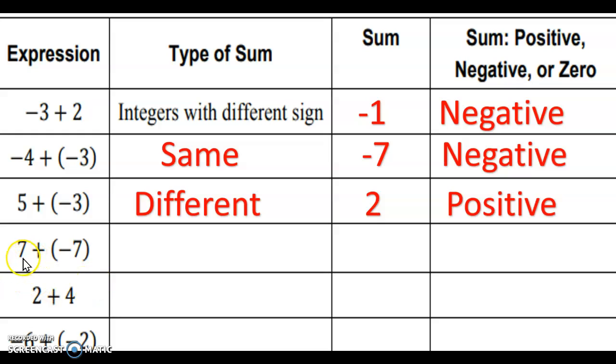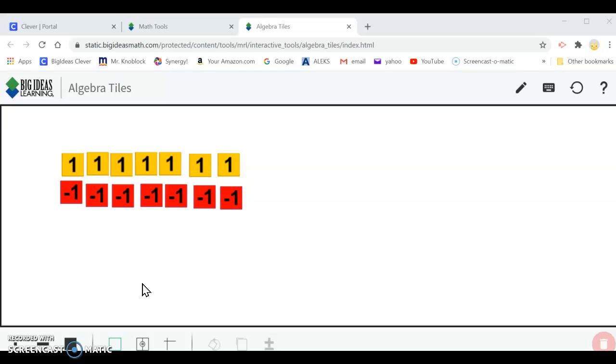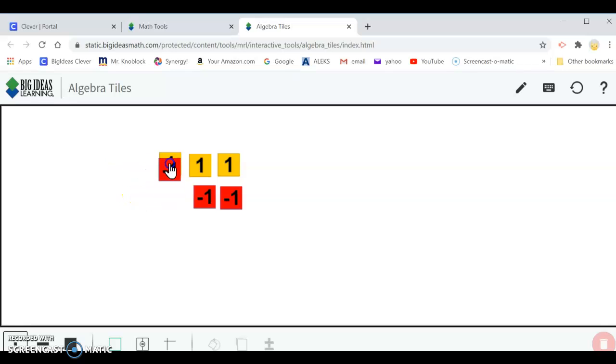All right, what about 7 plus negative 7? Let me go ahead and show you that one. You can work it out. All right, so we got 7 positives and 7 negatives. So remember, since they're opposite, we're basically going to subtract or cancel them out. So what's going to happen? So we end up with 0.